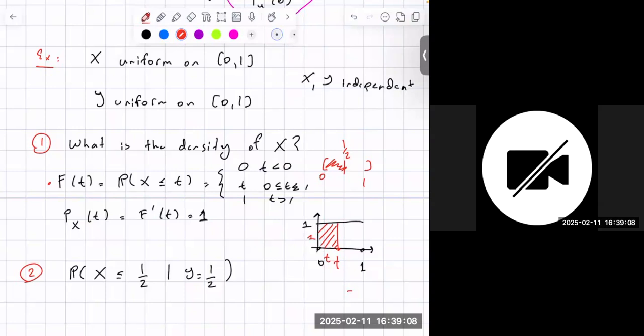Okay, right? So the main point is density is some sort of instantaneous change. Cumulative is by name a cumulative thing. Cumulative means integral. Density means derivative. So far, so good. Okay.